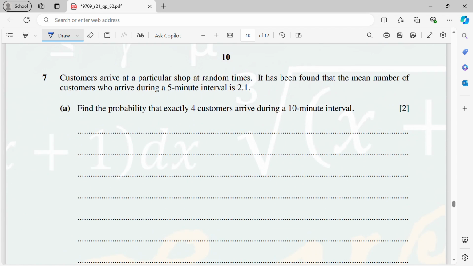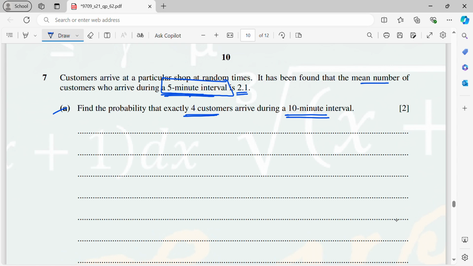Okay, question 7. Customers arrive at a particular shop at random times. It has been found that the mean number of customers who arrive during a 5 minute interval is 2.1. So this is the time interval, therefore this must be Poisson distributed. Now A, find the probability that exactly 4 customers arrive during a 10 minute interval.